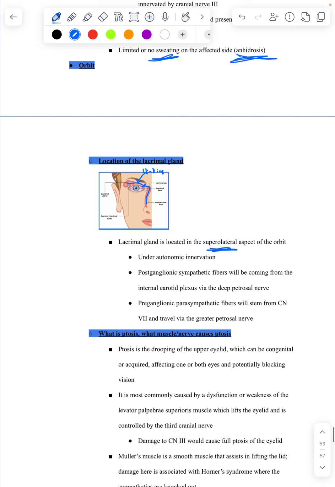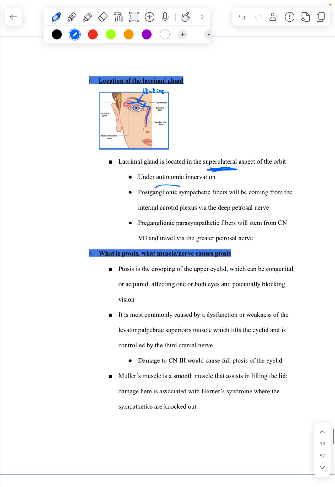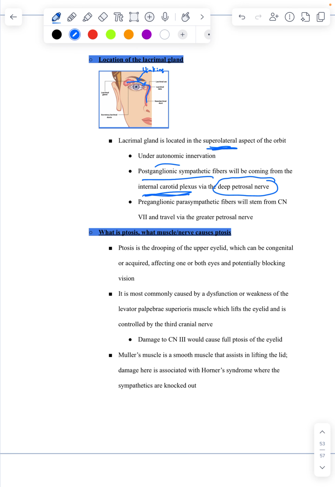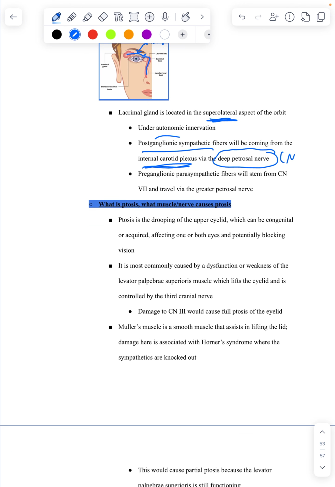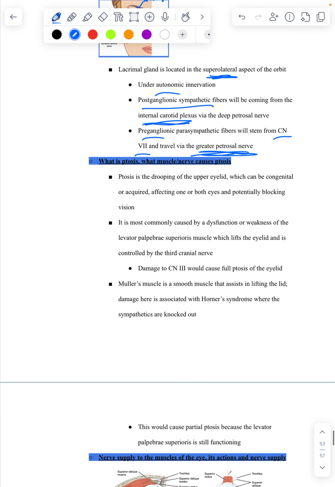So supralateral aspect of orbit, they're under autonomic innervation. Postganglionic parasympathetic will be from the internal carotid plexus via the deep petrosal nerve, which we said comes from cranial nerve 9. Sorry, that was lesser, not 9. Deep petrosal, I believe, is still 7. But double check me on that, so I'm not going to write that down. Preganglionic will stem from 7, travel via the greater petrosal nerve.